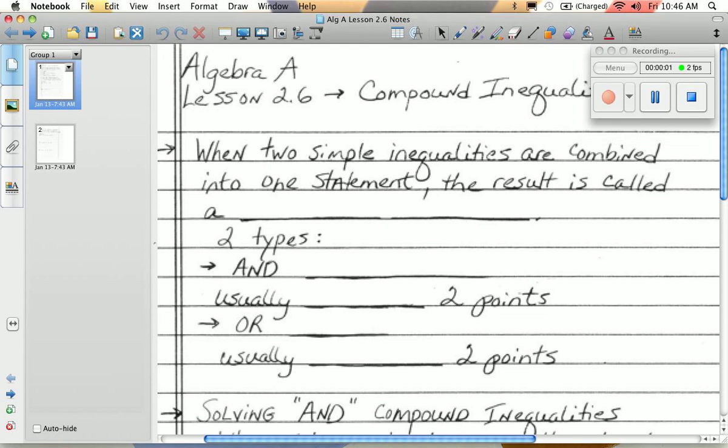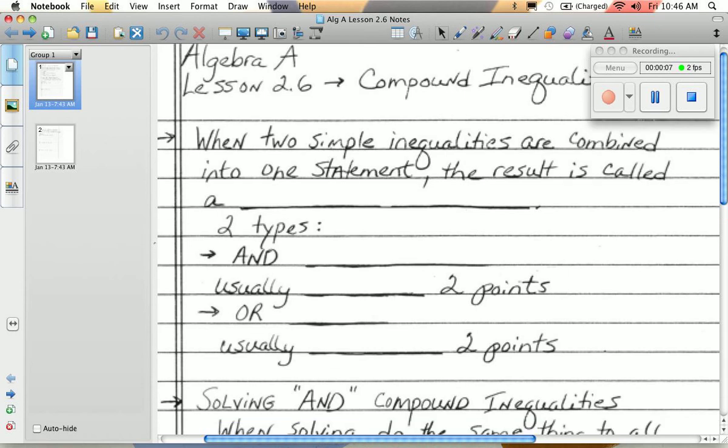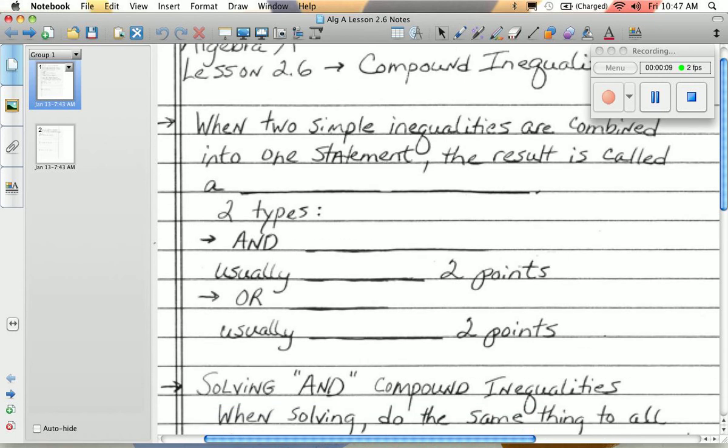So today we are starting to work with compound inequalities. We're going to actually be combining two simple inequalities, just like we talked about with compound words. Combine two words into one word, they become a compound word. Combine two simple inequalities into one inequality, they become a compound inequality. So let's fill in that definition.